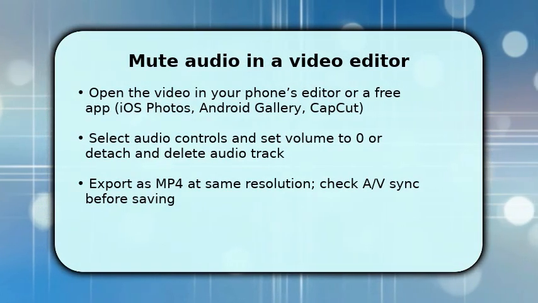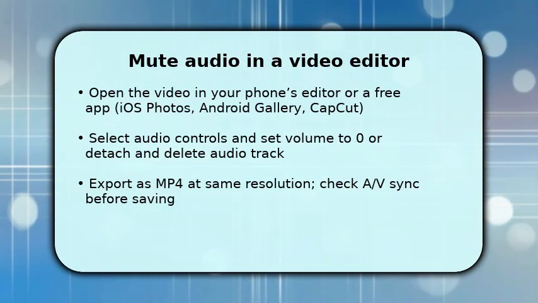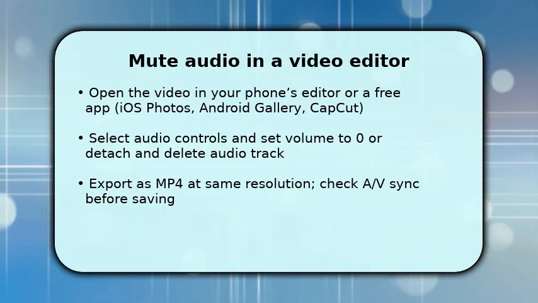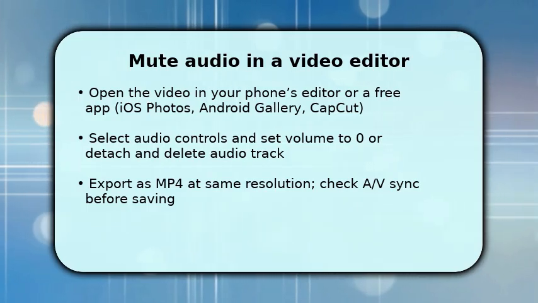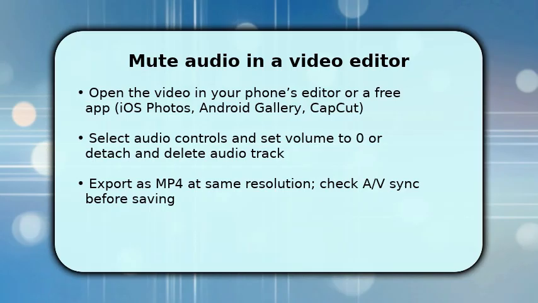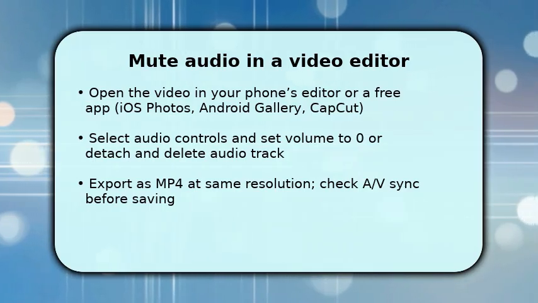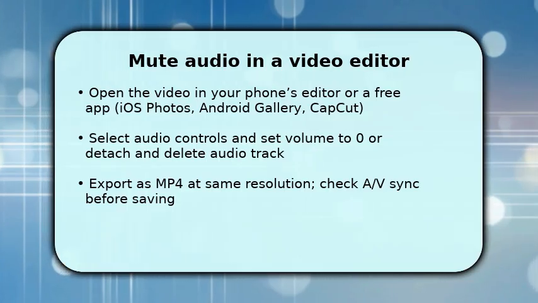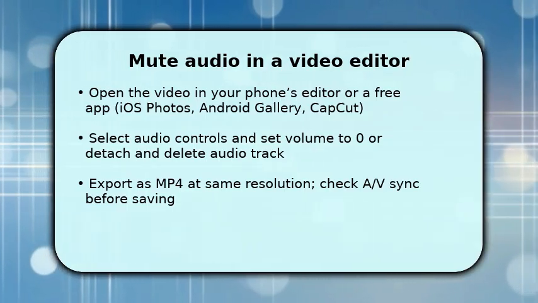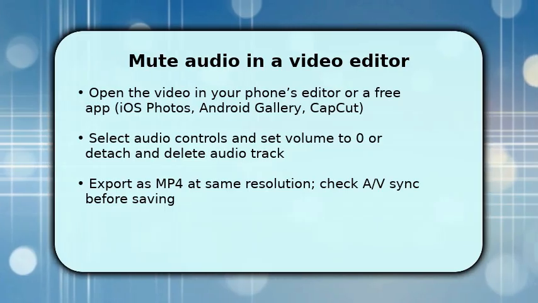Next, mute the audio using a simple editor on your phone or desktop. You can use iOS Photos, Android Gallery, QuickTime, or an app like CapCut. Open the saved video, find audio controls, and either set volume to 0 or detach and delete the audio track. Export the result as an MP4 at the original resolution to avoid compression artifacts.